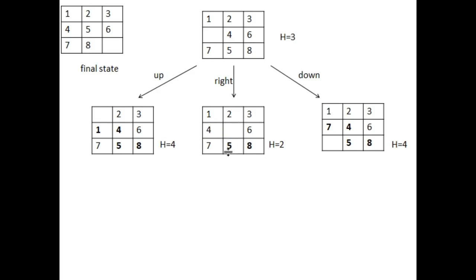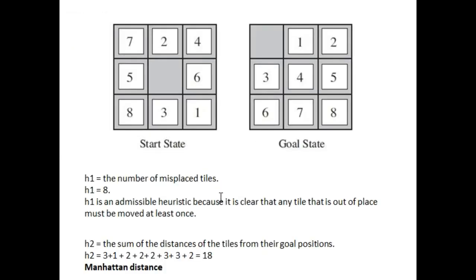So just look at this point: 1 2 3 4 5 4 6 and 7. All of these tiles are at the location required in our final state, but the 5 and 8 tiles are not at their actual location as required in our final state. So again you will calculate the heuristic value. The heuristic value will be 2 by using both methods as we discussed in our previous slide: the number of misplaced tiles, and the second method, the sum of distances of the tiles from their goal position.